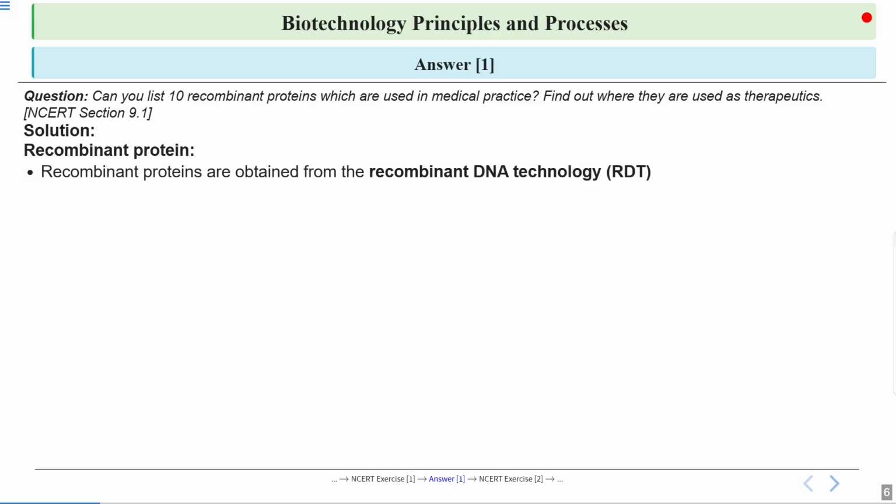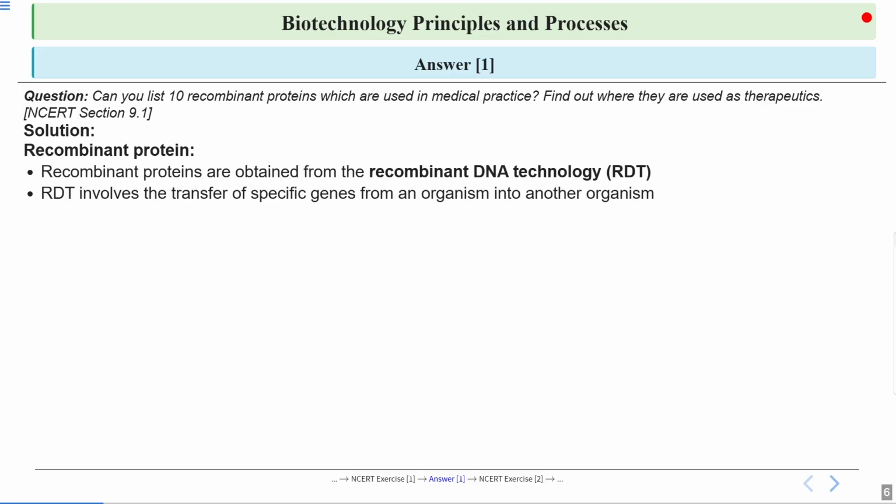So before going to the examples of the 10 recombinant proteins, let us first understand what recombinant DNA technology is. Recombinant proteins are obtained from recombinant DNA technology. This is the technique that alters or manipulates the DNA, right? And this manipulation is done to get a desired type of protein, a desired result, from altering the gene, right? So here we are getting this recombinant protein that we are going to use for our medical practices.